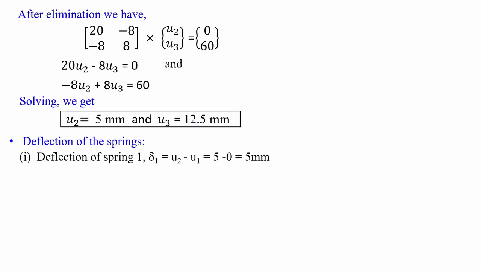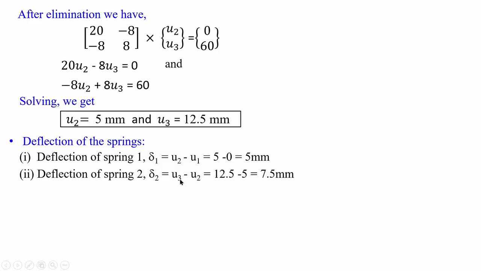How do we calculate deflections? It is nothing but the change in displacement or deformation at that particular node. The deflection of the spring, delta 1, is the final deflection minus the initial deflection, that is u2 minus u1. u2 is 5 and u1 is 0, so the deflection of spring 1 will be 5 mm. Similarly, the deflection of spring 2, delta 2, will be the final deflection minus the initial deflection, so u3 minus u2, that is 12.5 minus 5, which is equal to 7.5.